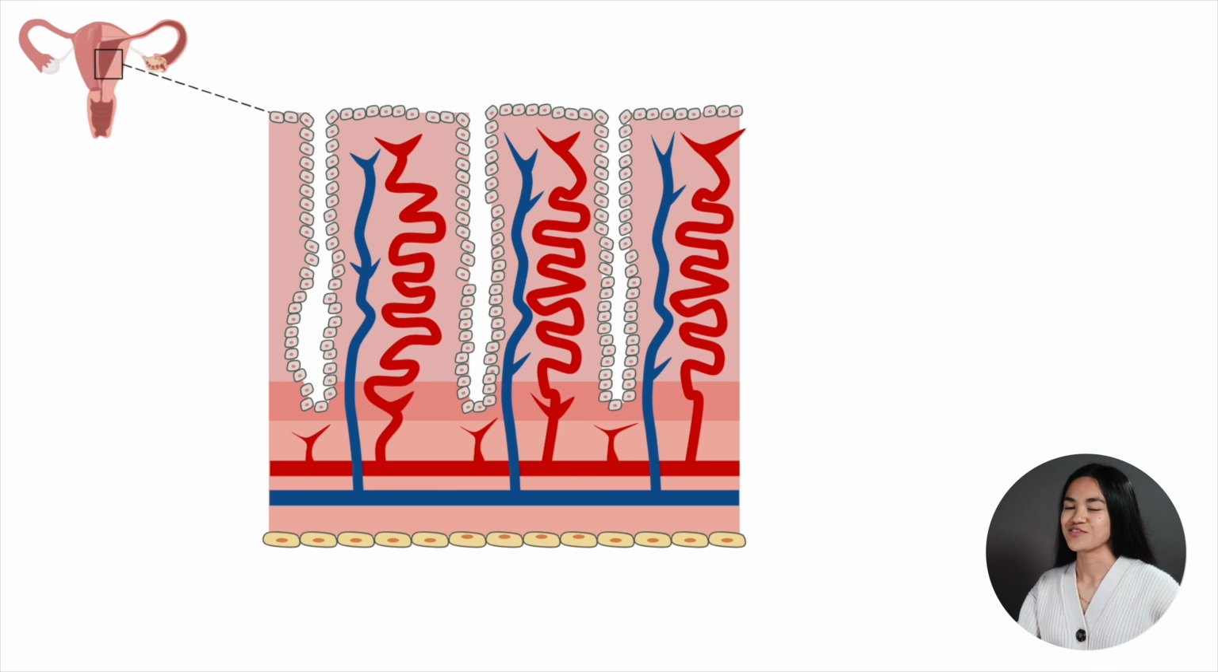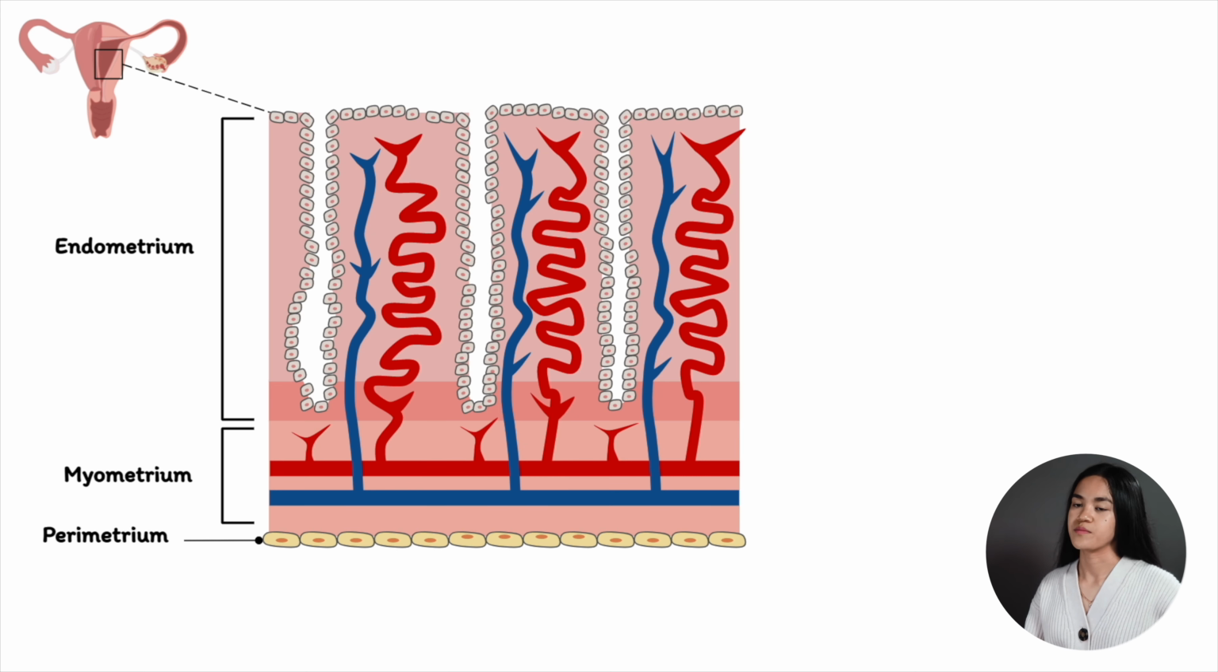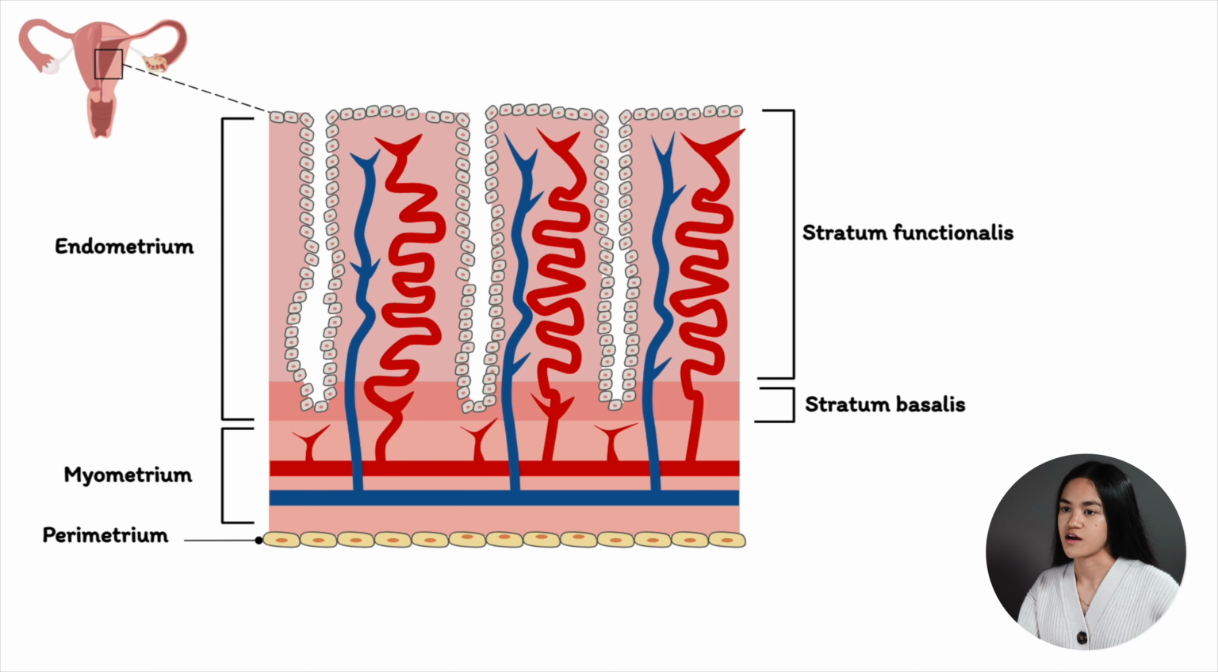Okay, oh, look at this beauty. So this here is the perimetrium. Then there's the myometrium, the thick, smooth muscle layer that's involved in childbirth and also contracts during menstruation, and the endometrium. And the endometrium can be subdivided into two parts. There's the deep stratum basalis, the basal layer, and the stratum functionalis, the functional and superficial layer.